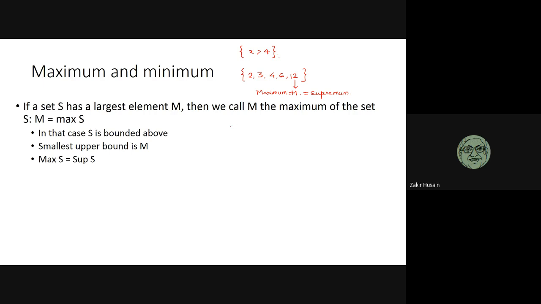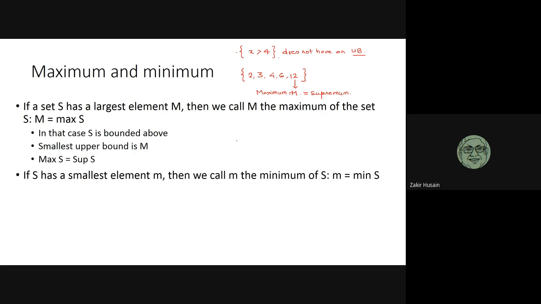In this case, what is the maximum element? 12. No, in this set, x greater than 4. It's not defined. It does not have an upper boundary. It is not bounded from above. Therefore, there is no supremum. And therefore, we cannot also identify a maximum of the set.